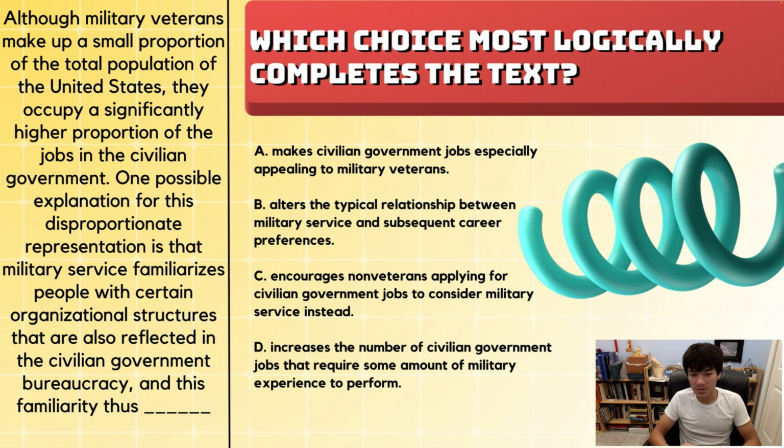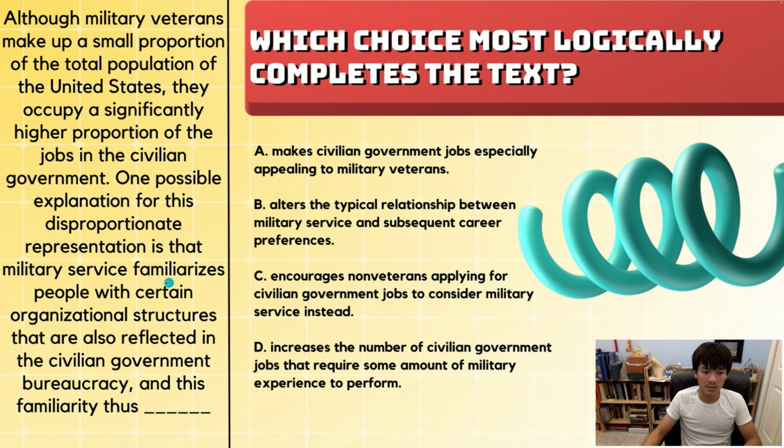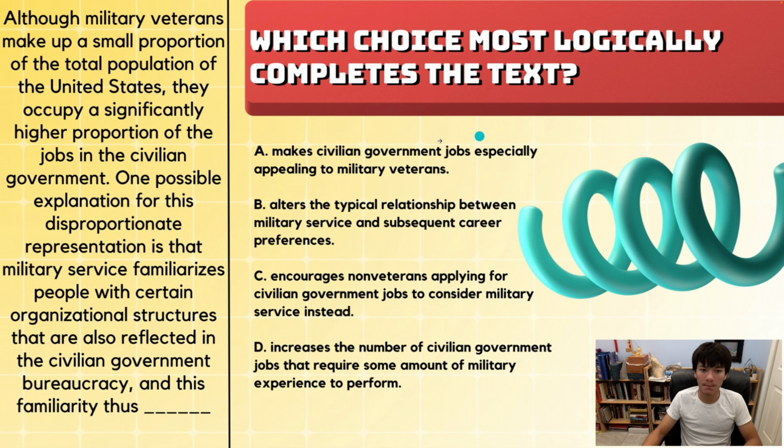D says increases the number of civilian government jobs that require some amount of military experience to perform. But this relationship doesn't increase the number of jobs, it increases the number of veterans taking these jobs. So increasing the number of jobs we know is incorrect. This would make A the correct answer here, because we're talking about the familiarity of the civilian government bureaucracy, and that makes the job appealing to military veterans since they are more familiar with this bureaucracy. Let's move on.